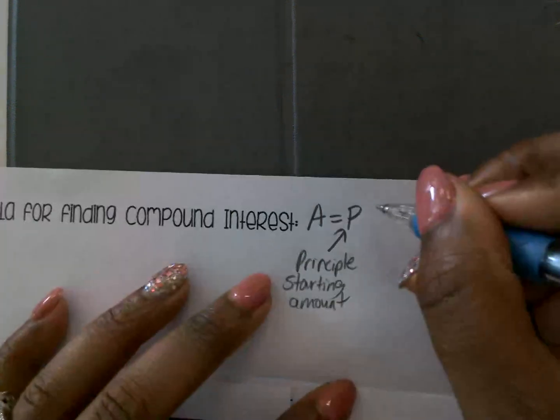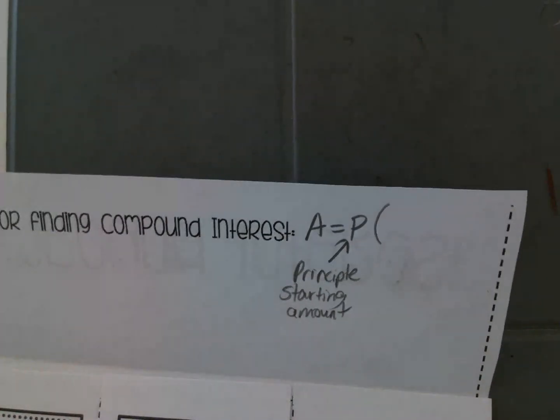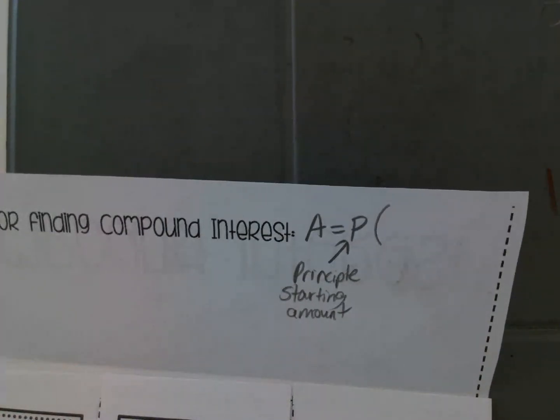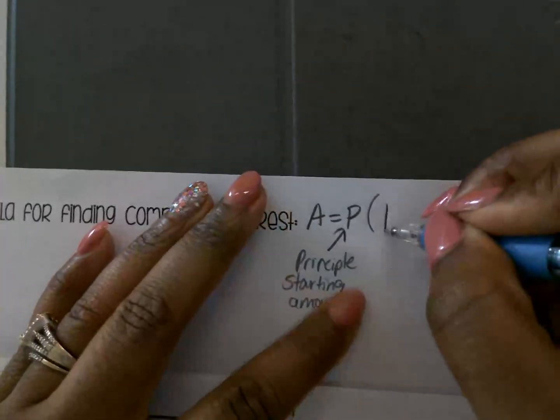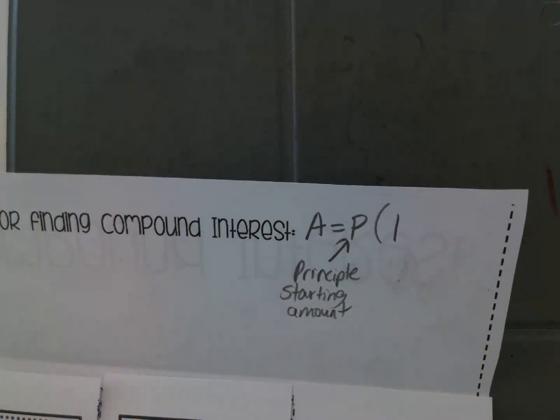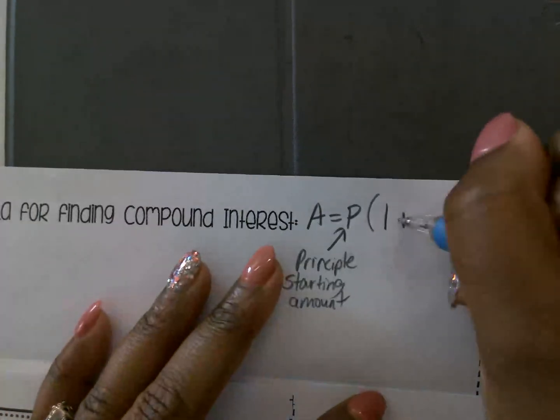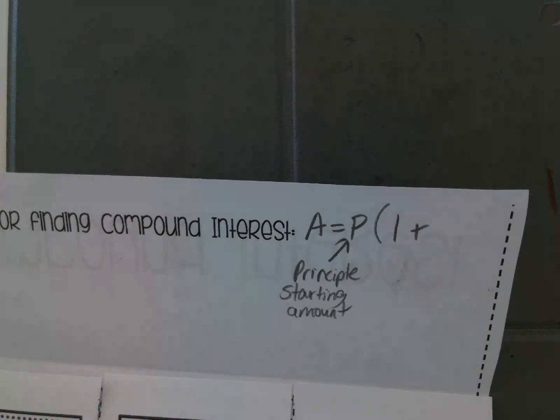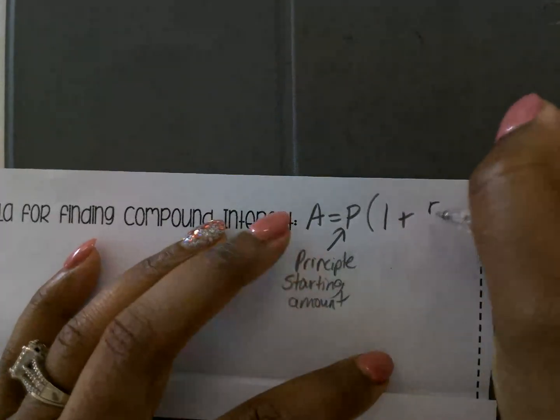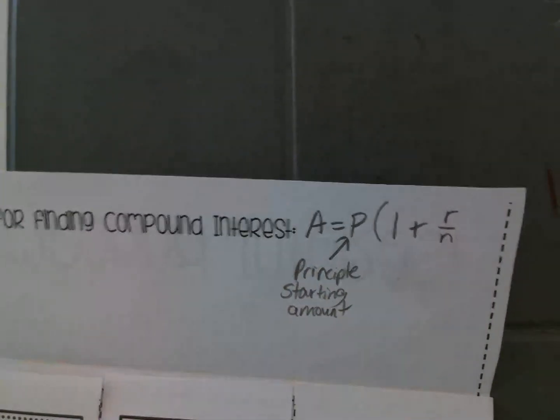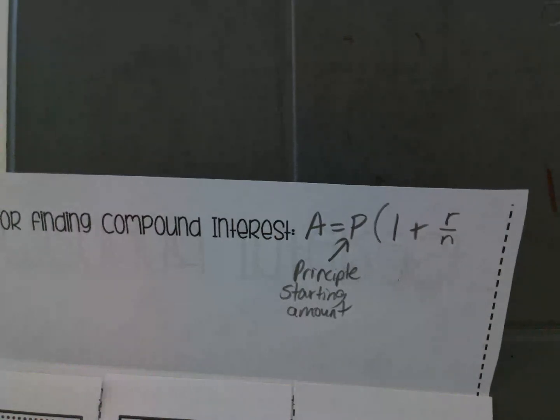Then you have parentheses again. Remember, this is exponential growth. It's either going to be growth for you or growth for a company. We already talked about one being the 100%, plus this time, since it's compound interest, interest is being charged more than one time a year. So you have R divided by N. Why, Miss Reyes, is it R divided by N? And what does N represent? N represents the number of times interest is being charged in a year.